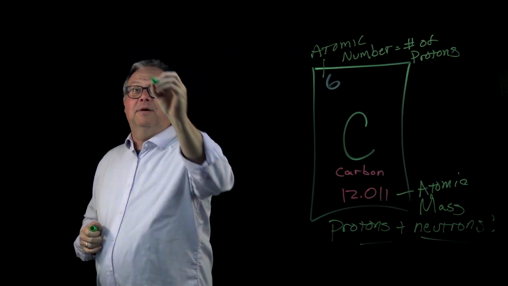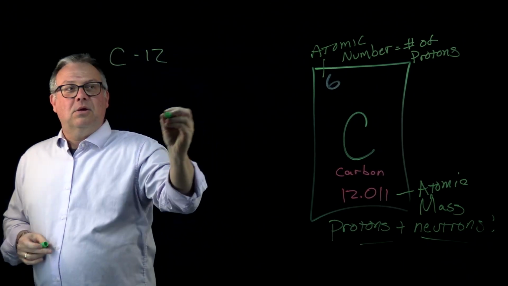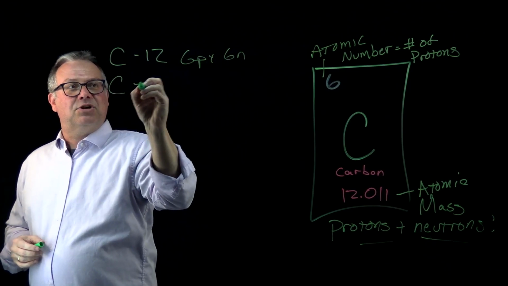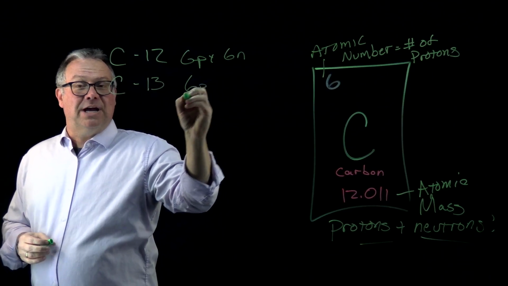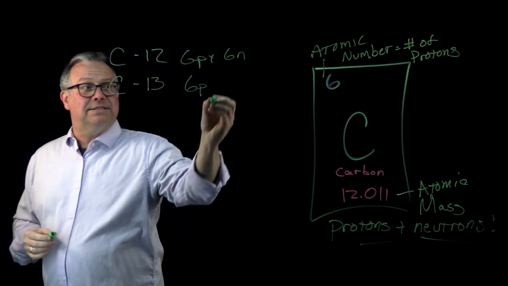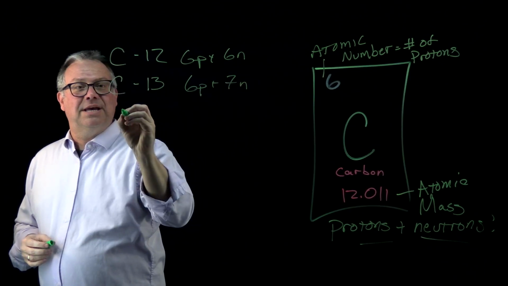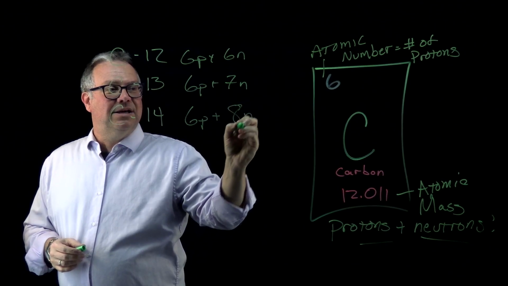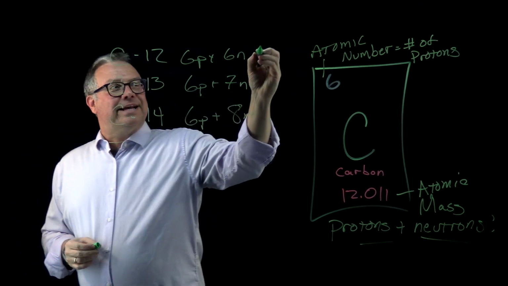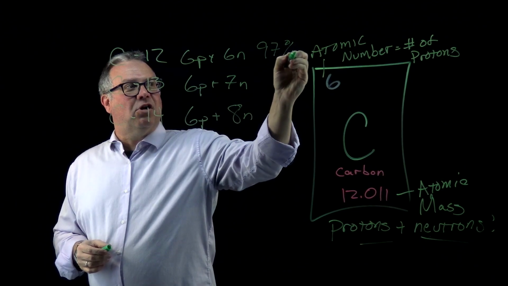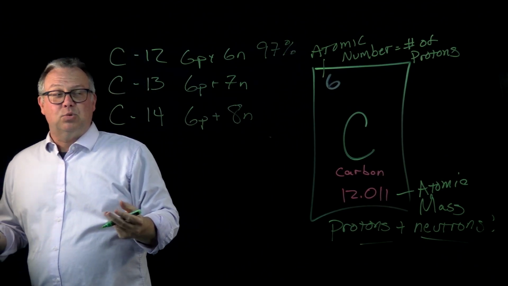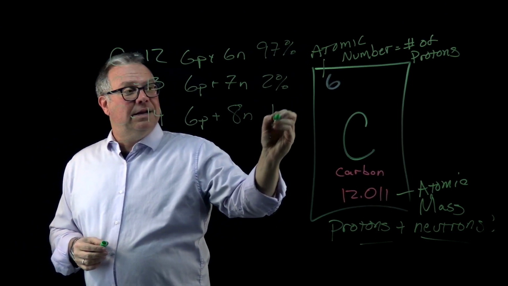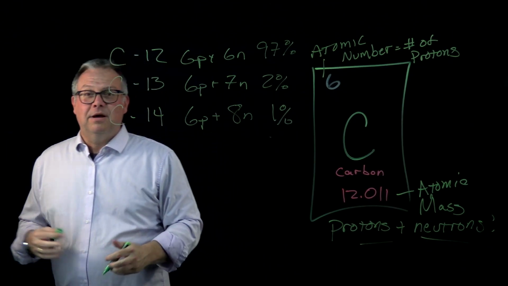There's carbon 12, which has 6 protons and 6 neutrons. There's carbon 13, 6 protons because carbon always has 6 protons, and 7 neutrons. And carbon 14, which has 6 protons and 8 neutrons. Like I said in class, about 97% of the carbon that is out there is carbon 12. About 2% is carbon 13, and about 1% is carbon 14.